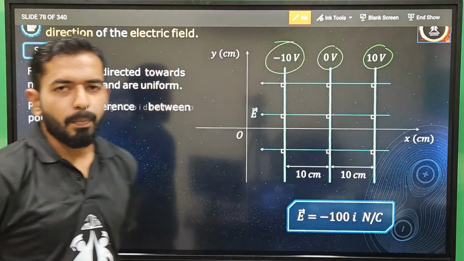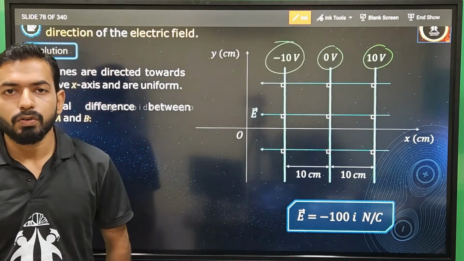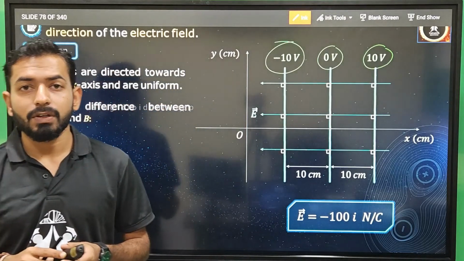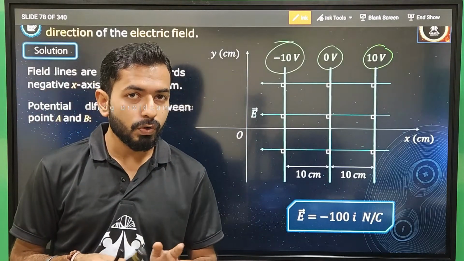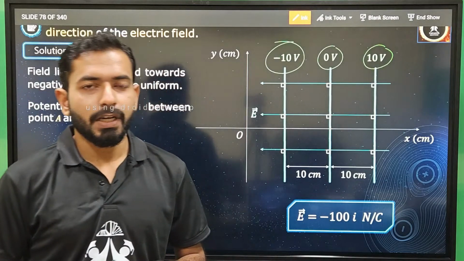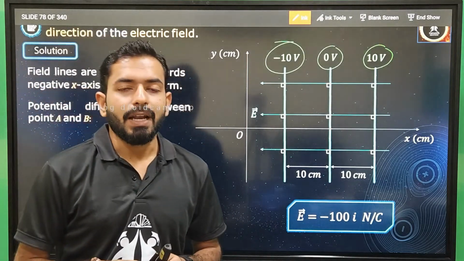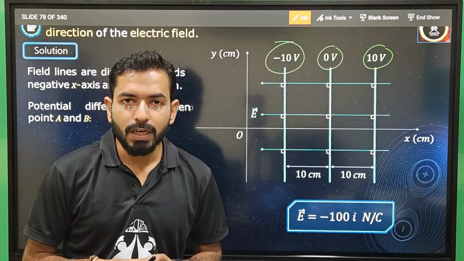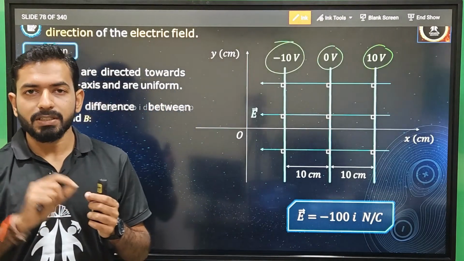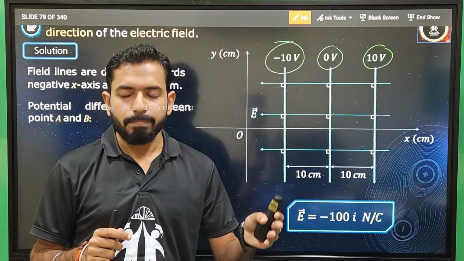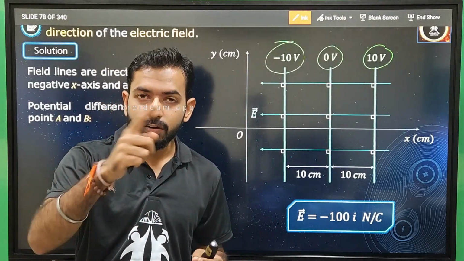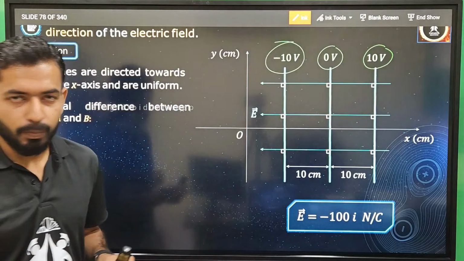You remember a very important line I told you at the end of the last lecture. What was that line? If you don't know, you have to go and watch that. I have told you also that you have to check that. The important line was that electric field always travels from higher potential to lower potential. That means I can also say that in the direction of electric field, potential always decreases.